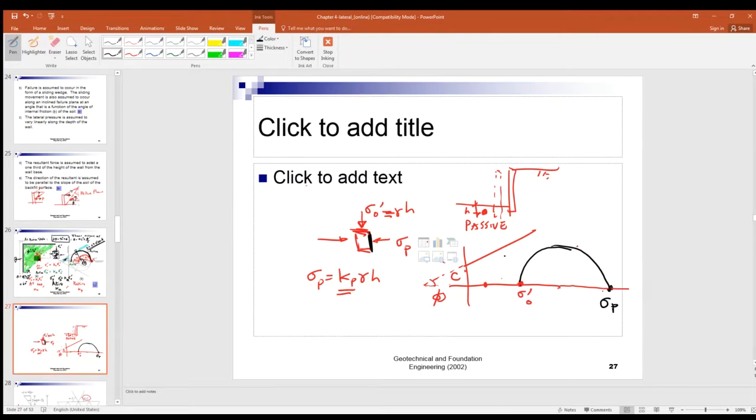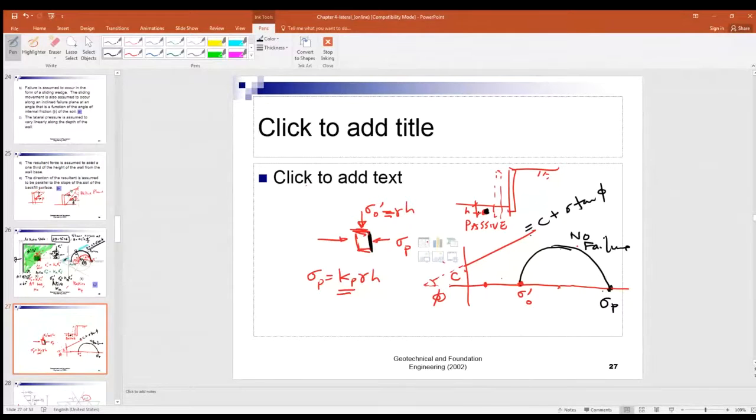Now, because the Mohr circle does not touch this line, shear equals sigma tangent phi, there is no failure. In other words, this soil does not fail.